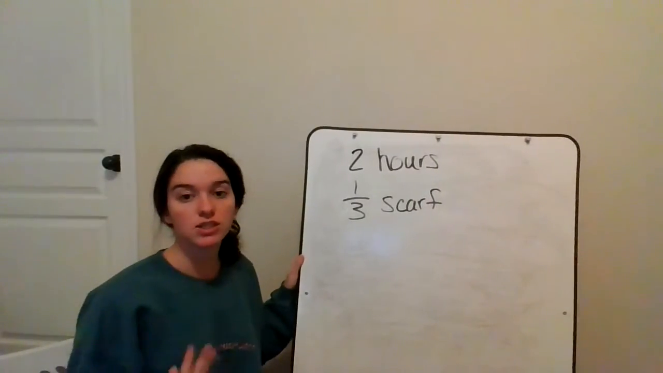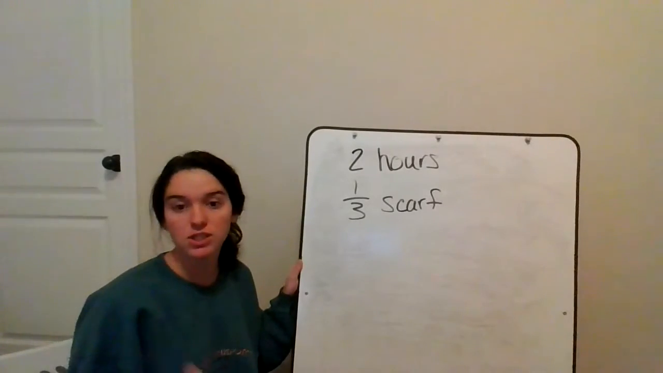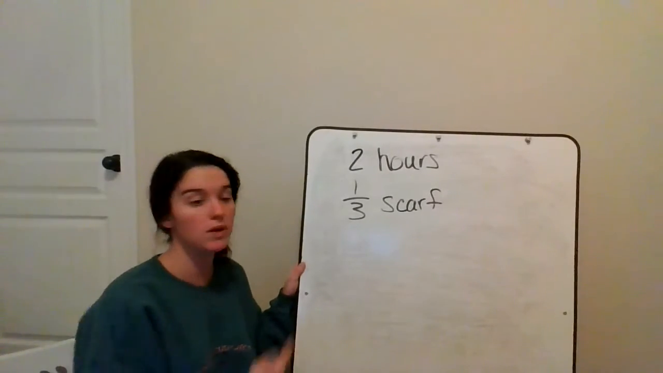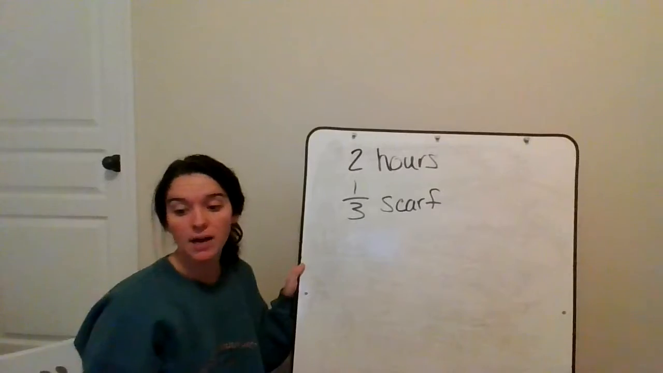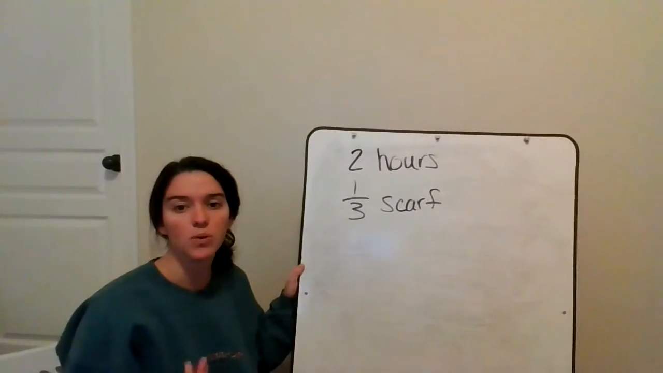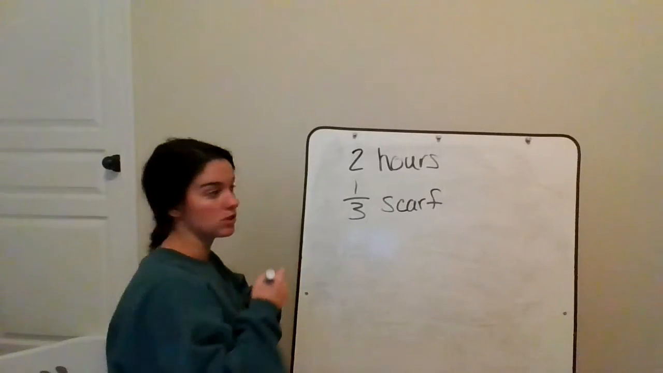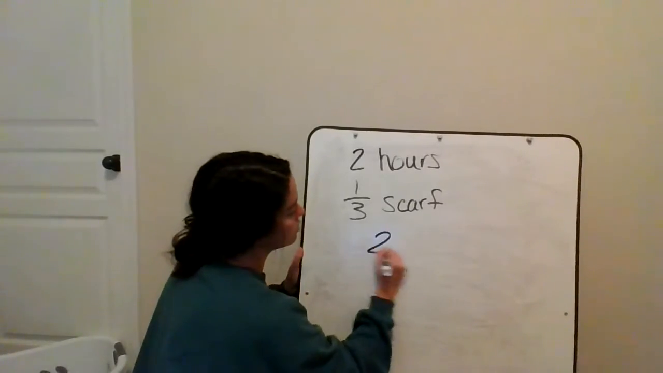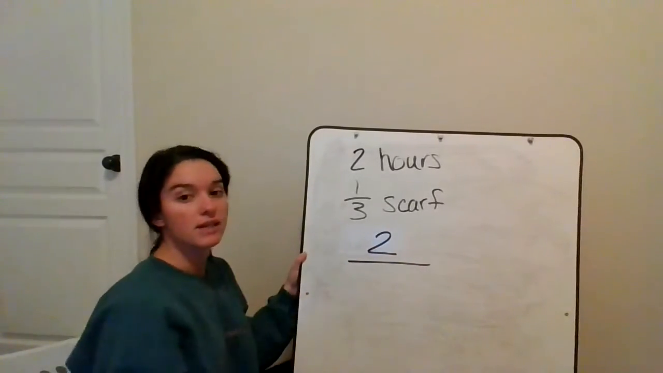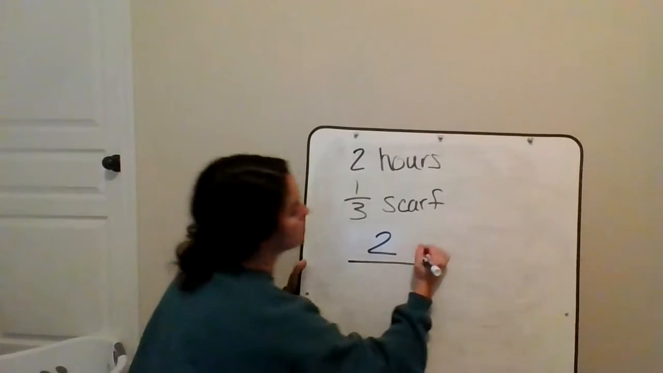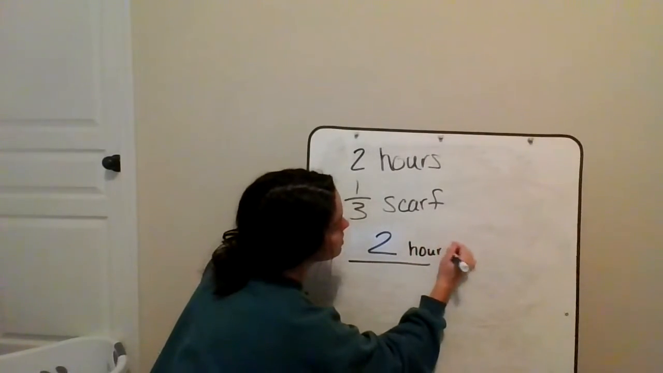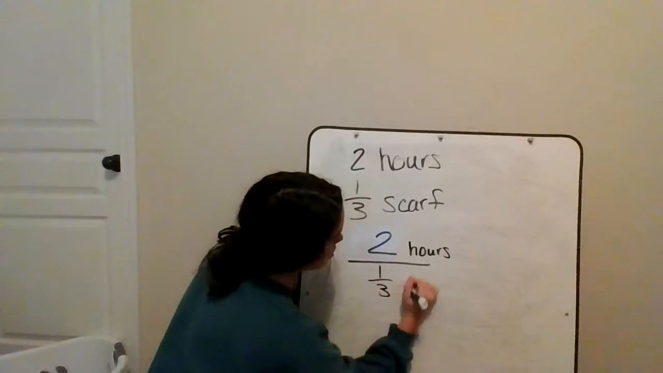So the next thing are 2 examples. The first example says it took Jenny 2 hours to knit 1/3 of a scarf. How many hours will it take for Jenny to knit 1 whole scarf? So it asks how many hours. So we're going to start with our hours. So 2 over, then the scarf is the second portion. So 2 hours, 1/3 scarf.